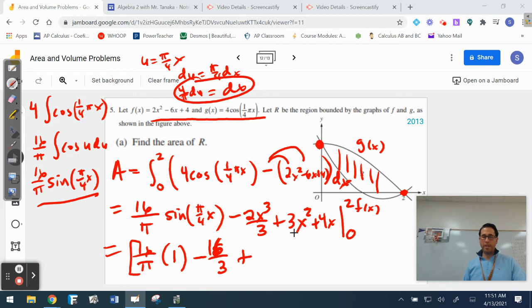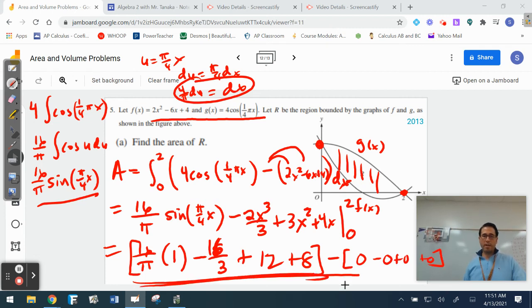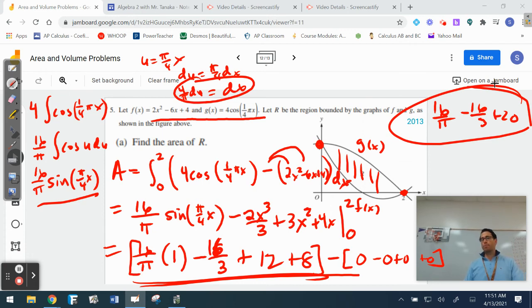Plus, plug a 2 in there, 4, I get 12. Plug a 2 in there, I get 8. And then if I plug zeros in, the only one I have to be careful about is this first one. Sine of 0 is 0, so everything turns into a 0. So you just have to do that work, which would be 16 over pi minus 16 over 3 plus 20. And believe it or not, the AP would probably give you full credit if you got it, but that shouldn't be too tough to translate.